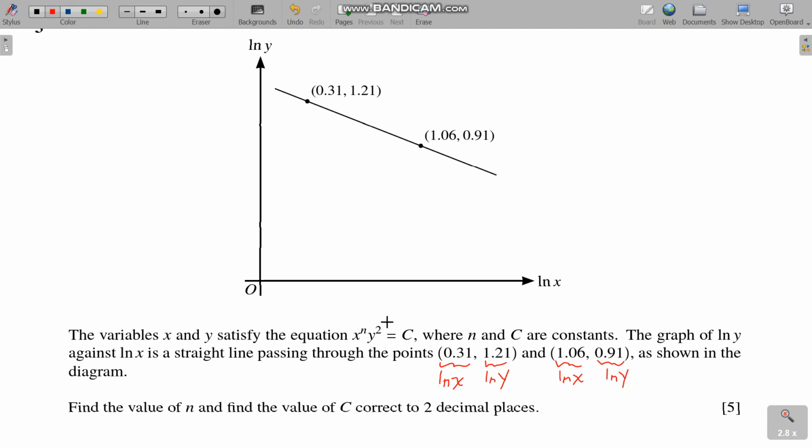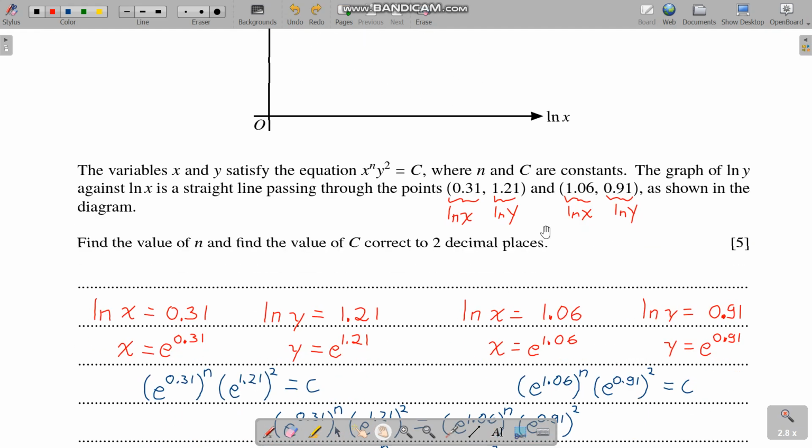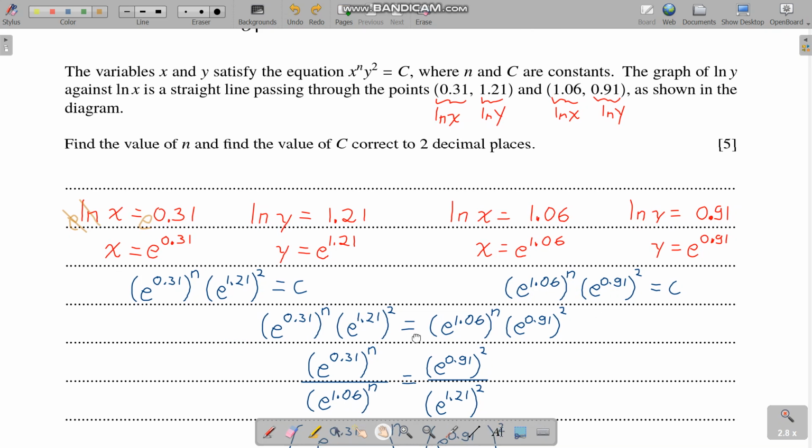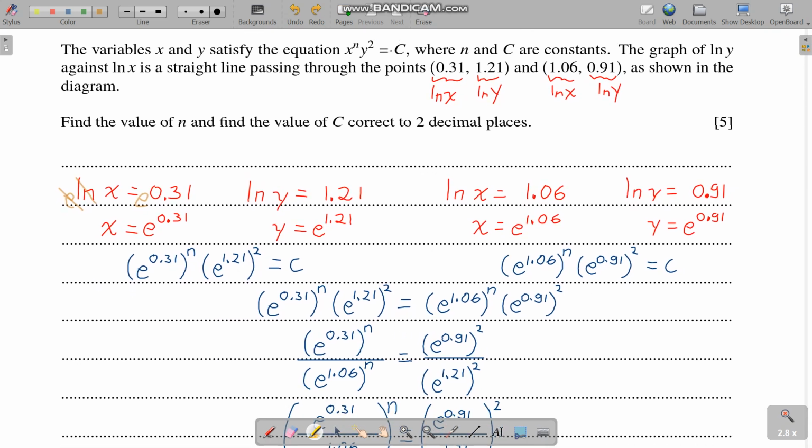So if you want to plug into this original equation, we're going to have to find the x and the y first. So if ln x is 0.31, we just do e to the power of, on the left we cancel out, we have only x. On the right we have e to the power of 0.31. So we do the same thing for all the other coordinates. So we have e to the power of something, and then we can plug in to the original equation here.